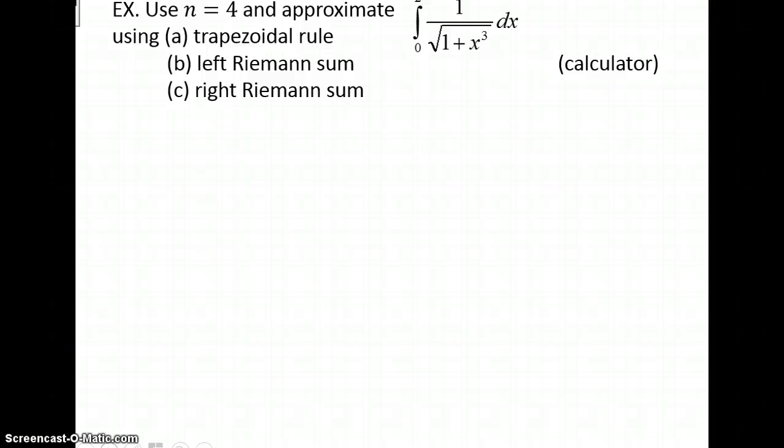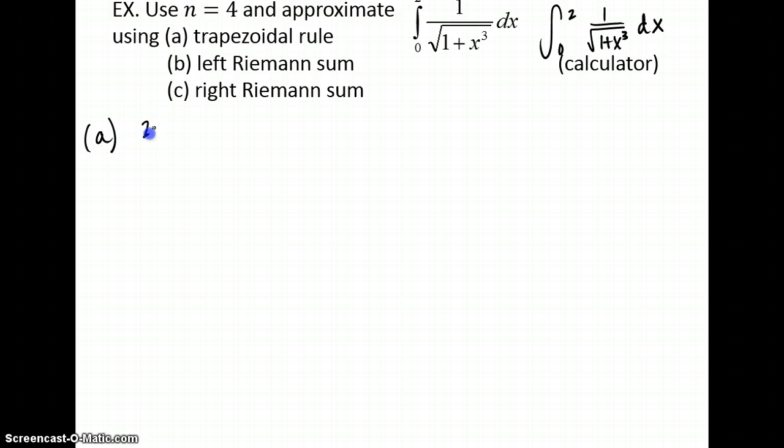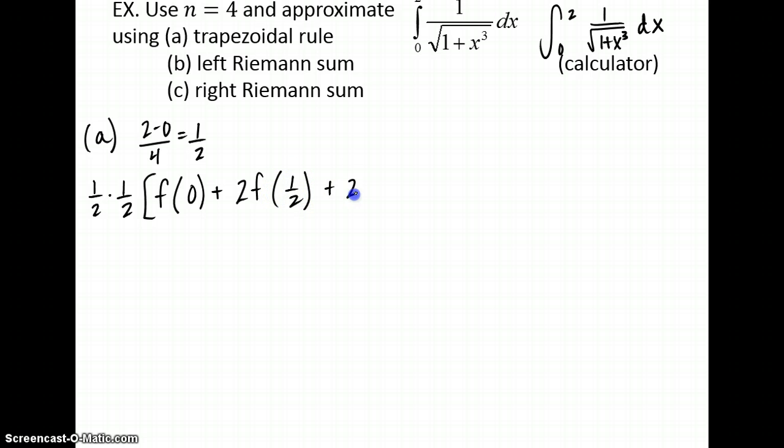Use n is equal to 4, and this appears to be cut off, to approximate this region. We're going to use a trapezoid rule, a left Riemann sum, and a right Riemann sum. Alright, so let's start with the trapezoid rule. So b minus a over n. So the width of each interval will be a half. So my trapezoid rule is a half times that half, f of 0 plus 2 times f of a half plus 2 times f of 1 plus 2 times f of 3 halves, and then when I add another half, that gets me at my b value.